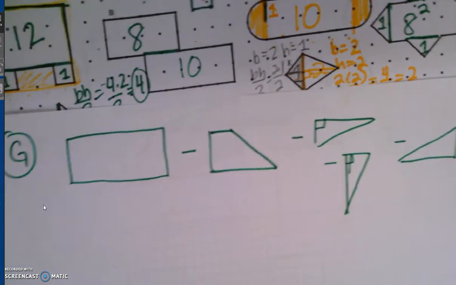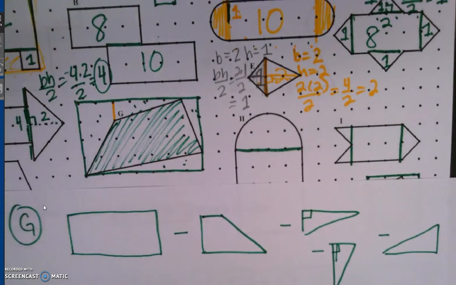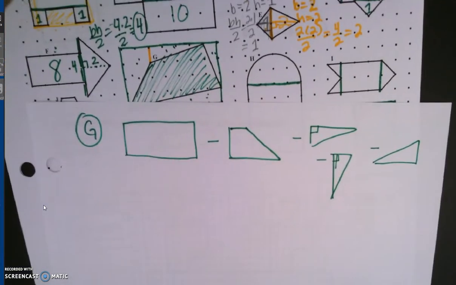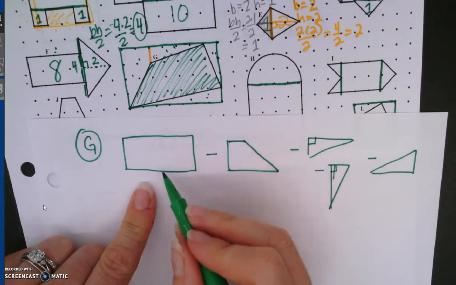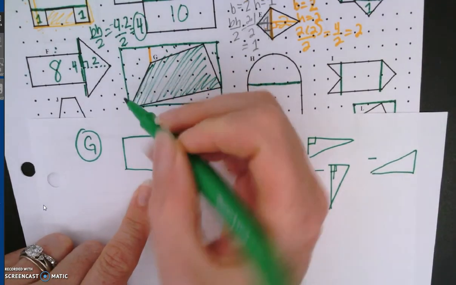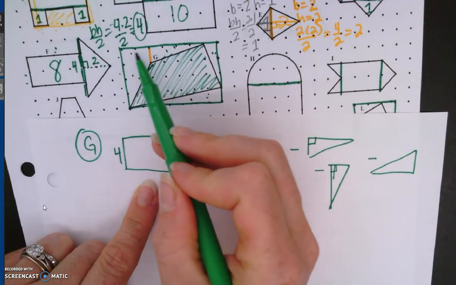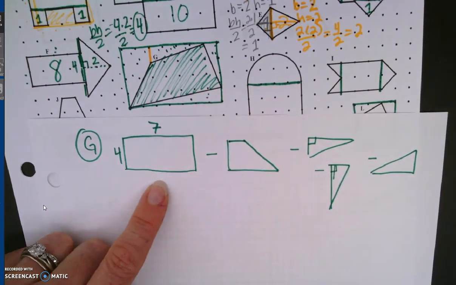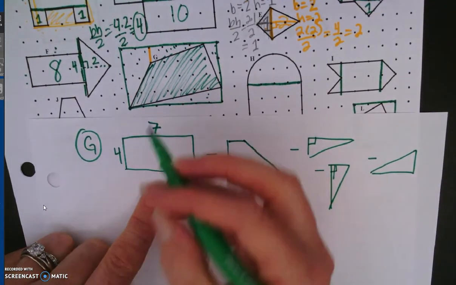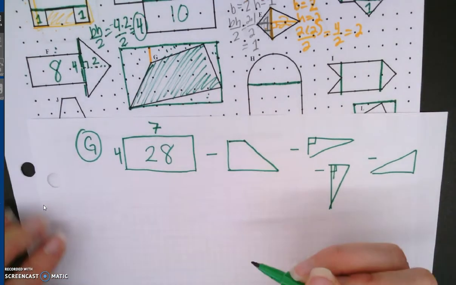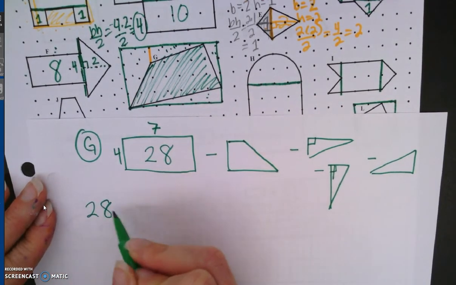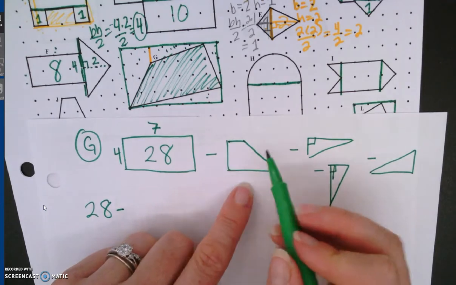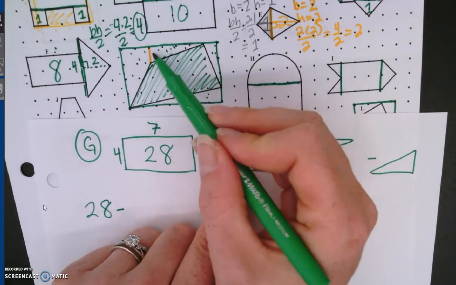Okay, let's fill in what these dimensions were so we can figure this out. This rectangle is a 1, 2, 3, 4 by 1, 2, 3, 4, 5, 6, 7. So the area of this rectangle, rectangles are base times height, 28 units squared. So we have 28, and we're going to subtract this trapezoid.